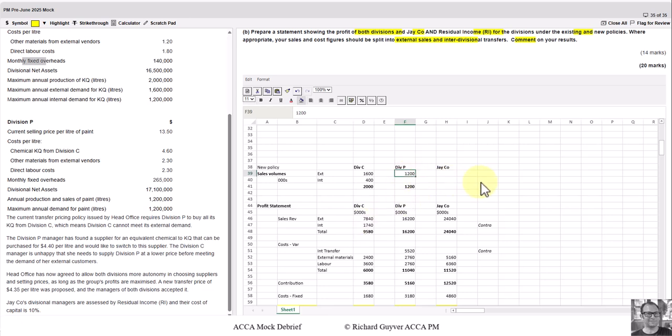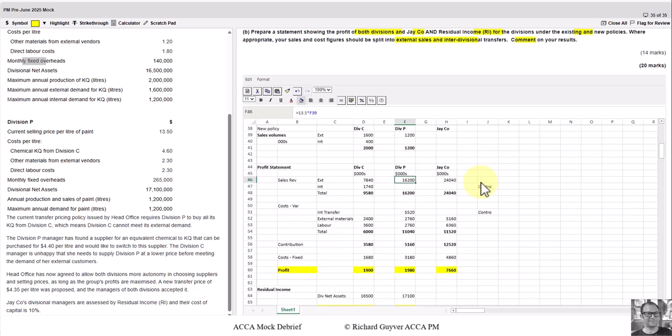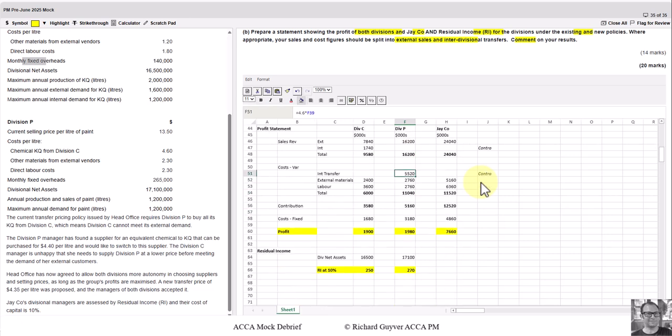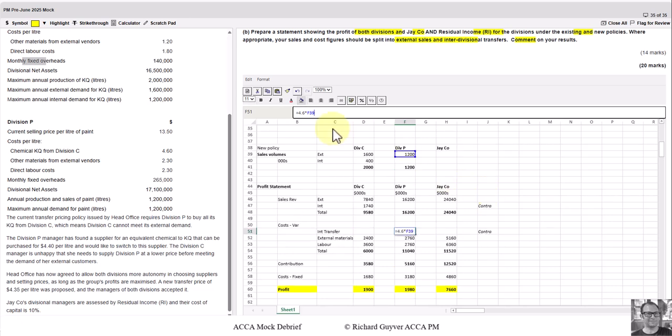What is Division P doing? Well, they're still selling 1.2 million externally. Their external sales revenue hasn't changed, but now they're buying internally, and this is the one I do need to change. So they're paying $4.35, but they're not buying 1200 now. They're buying just the 400 internally.